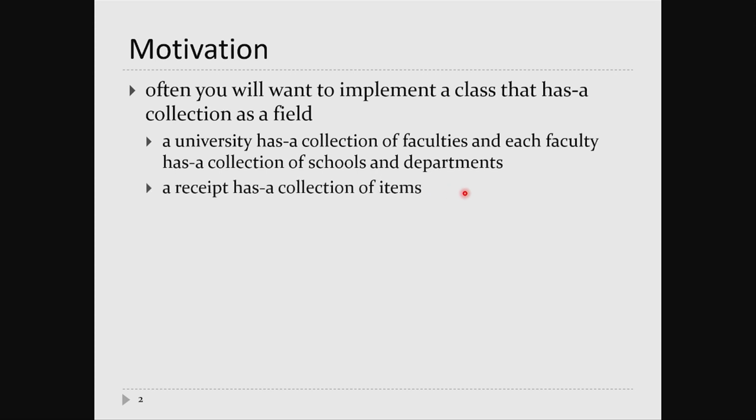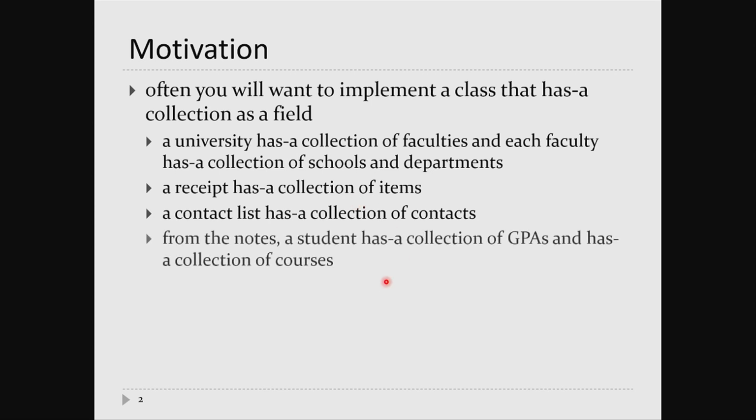You might be making an application where you're keeping track of what's being bought in an online store, or in a real store, and then you need a bill of sale or a receipt class. So a receipt has a collection of items. On your smartphone, you've got a contact list. Your contact list has a collection of contacts. This is not from the notes, sorry. This is from an old slide.